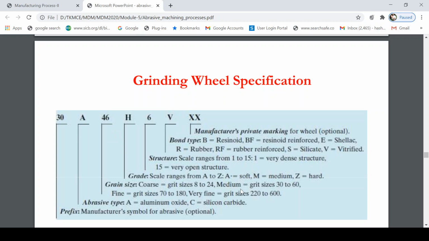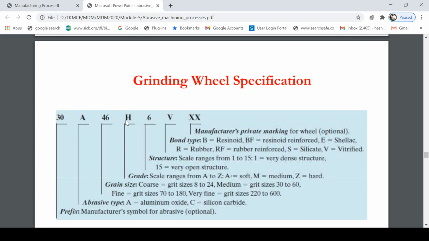When the grit size number increases, that means the structure becomes fine. That means the grit is very small if the grit number is larger. For example, if it is 200, this number means a fine grit size. So it can be used for very good finishing operations for getting a good surface finish.